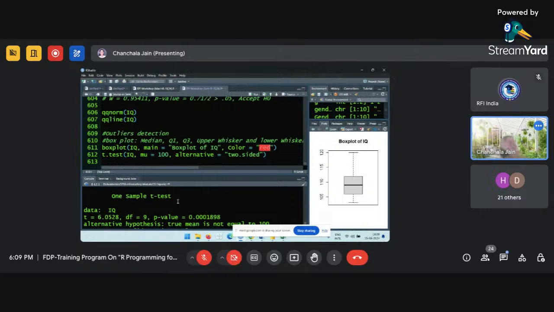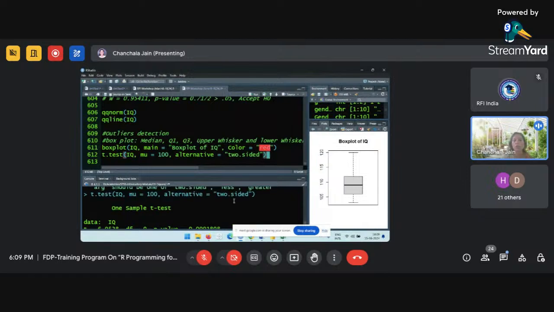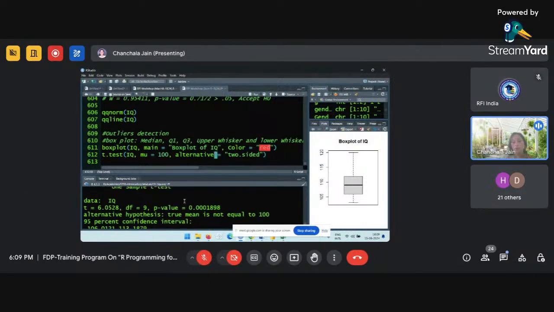We are getting the output. Clear to everyone? I hope you got the output. So for a two-tailed test, you need to write two-sided. For the lower tail, that is the left tail, you will write less. For the upper tail, that is the right tail, you need to write greater. So these are the things you need to write. I think it is okay for everyone.